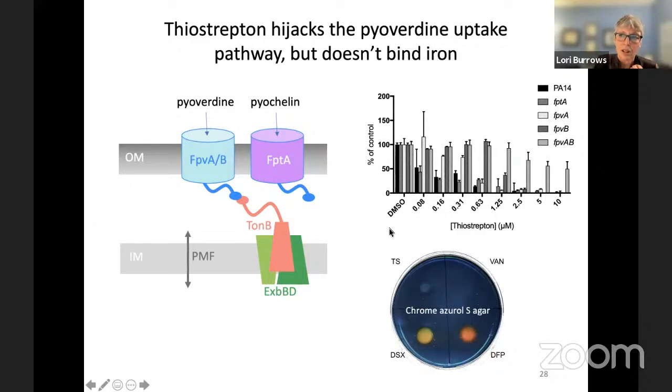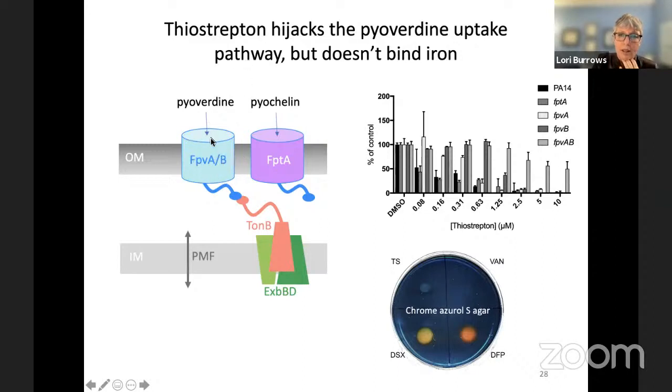So these are called TonB-dependent receptors because basically they are an outer membrane pore with a plug in it, and you need energy coming from the proton motive force of the inner membrane through this TonB complex to pull the plug down when the ligand binds in the top. So Pseudomonas also makes a separate receptor for a molecule called pyochelin, but when we knocked that out, it didn't do anything to susceptibility. So we realized, okay, that Thiostrepton is hijacking these receptors.